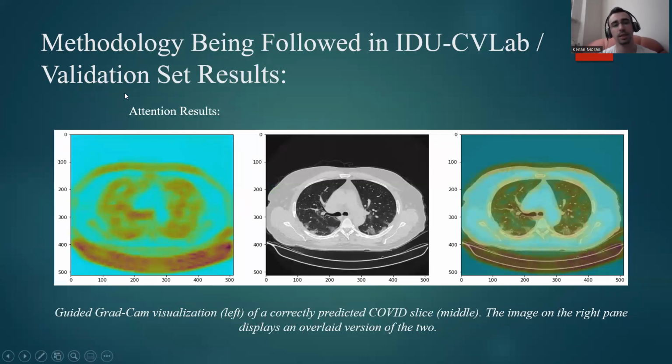All right, here you can also see the attention results, so what the model is focusing on. This is a guided GradCam visualization on the left of a correctly predicted COVID slice, and it shows what the model is paying attention to. The model is quite much paying attention to the area where it's supposed to be paying attention. So in general, you can say that there is some good performance, or that the model is not very off the right path. Perfect.